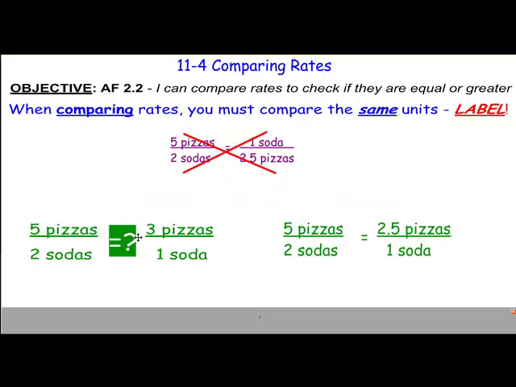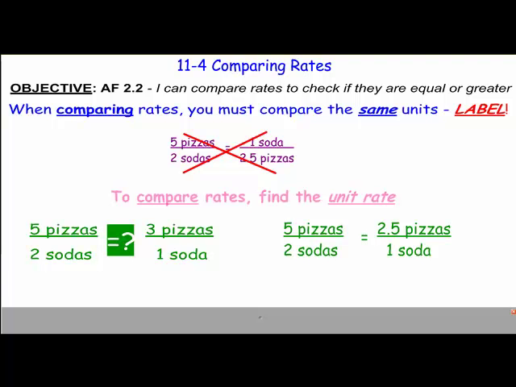So let's ask ourselves, is the ratio or the rate of 5 pizzas to 2 sodas equal to 3 pizzas to 1 soda? Or is it 5 pizzas to 2 sodas equal to 2.5 to 1? Well, the way to find that out is to find that equivalent ratio. It is not equal. Well, how do we know?